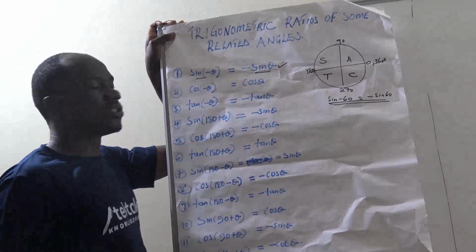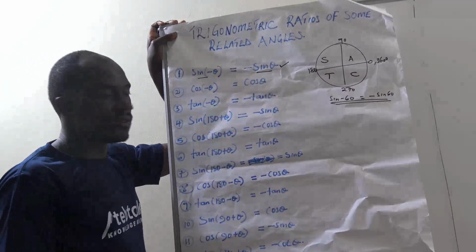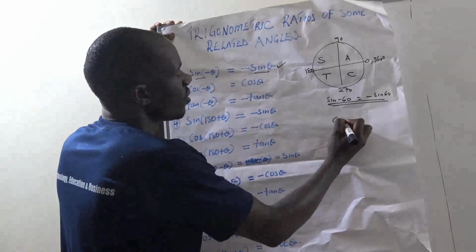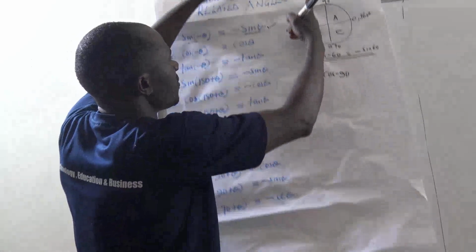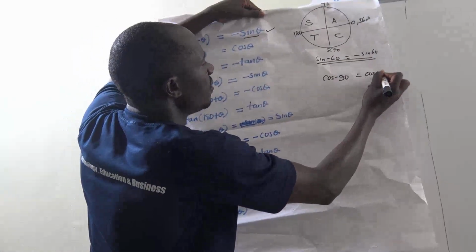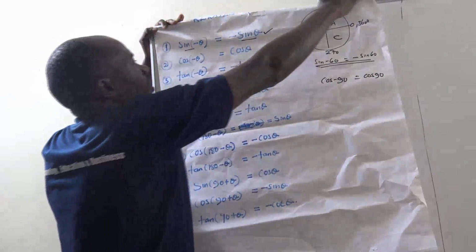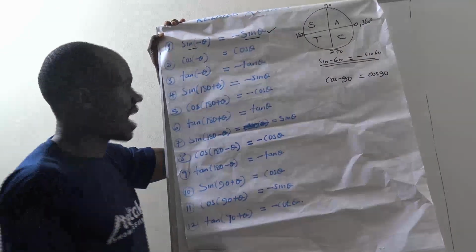Then the second one goes: cos of a negative angle is the same as cos of a positive angle. If you have cos of negative 90, it is the same as cos of positive 90. So cos of a negative angle is the same as cos of a positive angle.